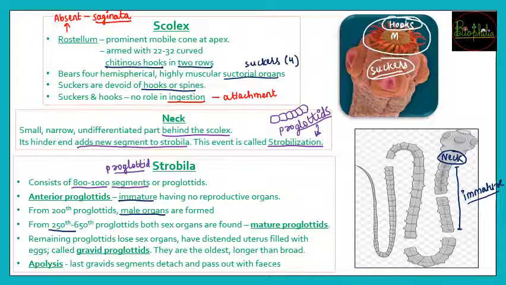From about the 250th to 650th proglottids, there are going to be both male and female sex organs. That means the mature proglottid formation is going to occur. So this part is going to be nothing but your mature proglottids. Generally, the mature proglottids are going to be broader.